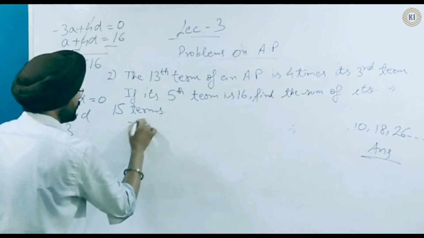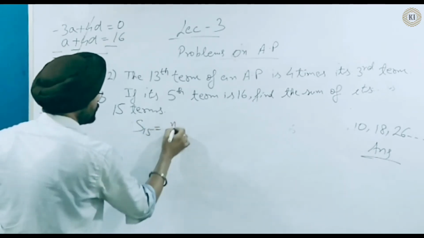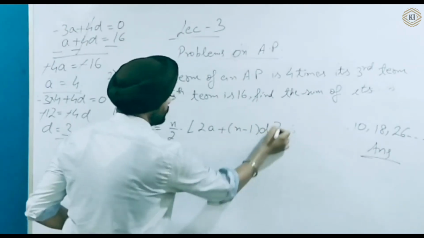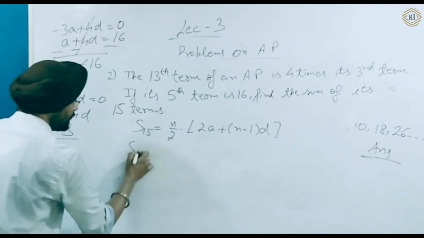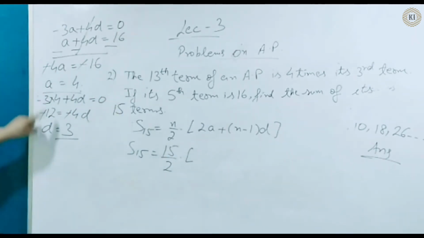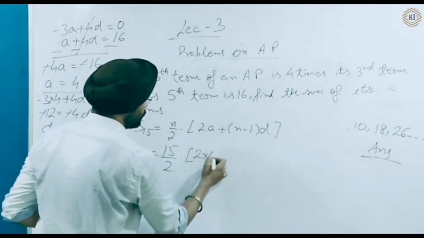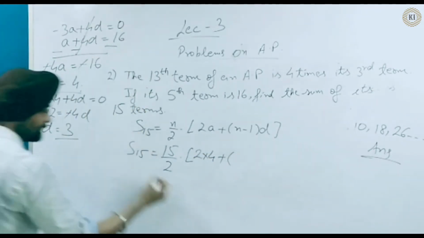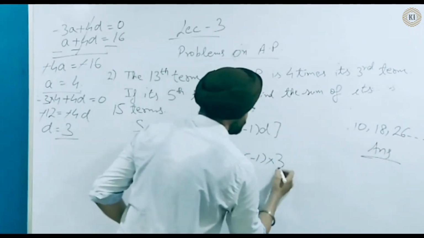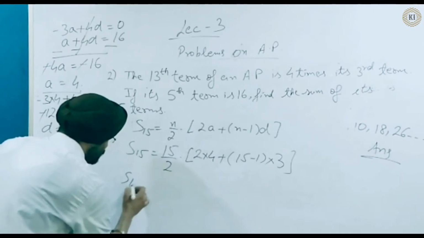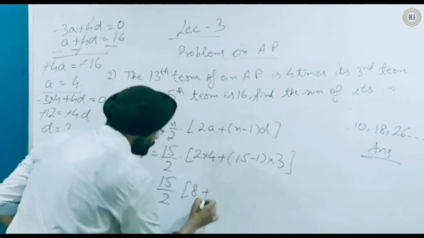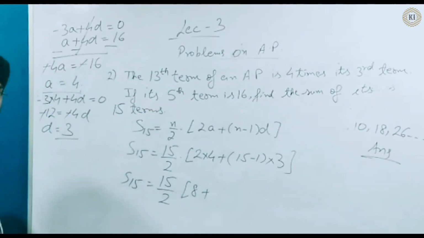It means you have to calculate here S of 15. So S of n is n by 2 into 2a plus n minus 1 into d. S of 15, value of n is 15 by 2 into 2a, value of a is 4, so 2 into 4 plus n, value of n is 15 minus 1 into d will be your 3. It will be S of 15, 15 by 2 into 8 plus 15 minus 1 will be 14, 14 3s are 42.